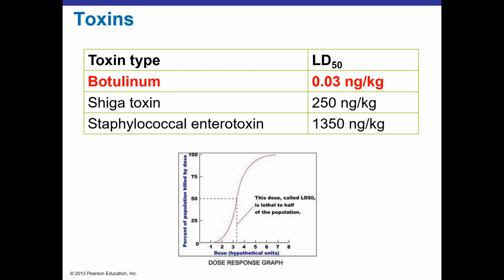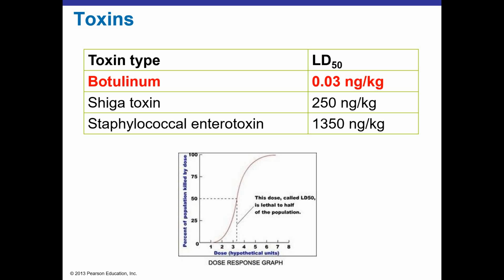For the toxins, here are some of the toxins that you might be familiar with. The botulinum toxin from Clostridium botulinum, causative agent of botulism, is one of the most deadly toxins that we know. It's estimated that the amount of toxin on a period on a paper can kill 30 people. So if we calculate that, it actually has an LD50 of 0.03 nanograms per kilogram.